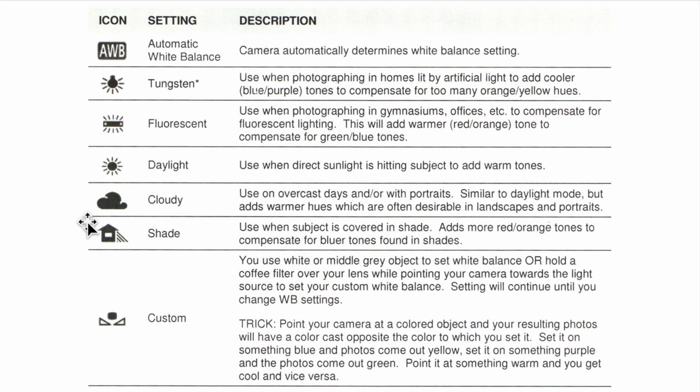And here is a nice graph that shows you the symbols, the tungsten bulb, when photographing in homes lit by artificial light, to add cooler tones to compensate for too many orange-yellow hues. And each one of these descriptions talks about what you're using and why and what your result will be. This down here, custom white balance, is a whole different thing for later in the year.